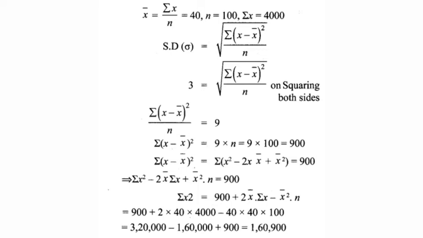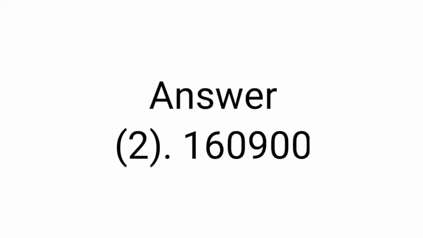Therefore summation x square equal to 900 plus 2 into 40 into 4000 minus 40 into 40 into 100, that equal to 900 plus 3,20,000 minus 1,60,000. We simplify the value, that equal to 160,900. That is the answer. Option is 2, 160,900.